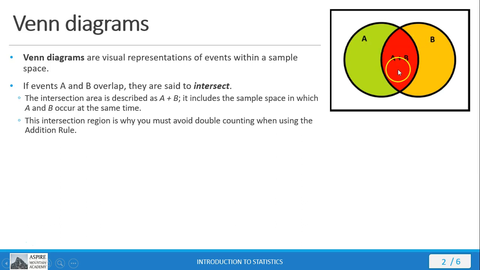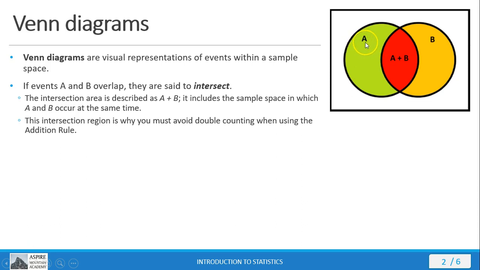So this is an area where A and B occur at the same time, and we describe it with this A plus B designation here. When you see an area of overlap, that means A and B are intersecting. They're said to intersect each other. And this is the reason why, when we were using the addition rule, we had to subtract off that last term, because we want to avoid double counting.